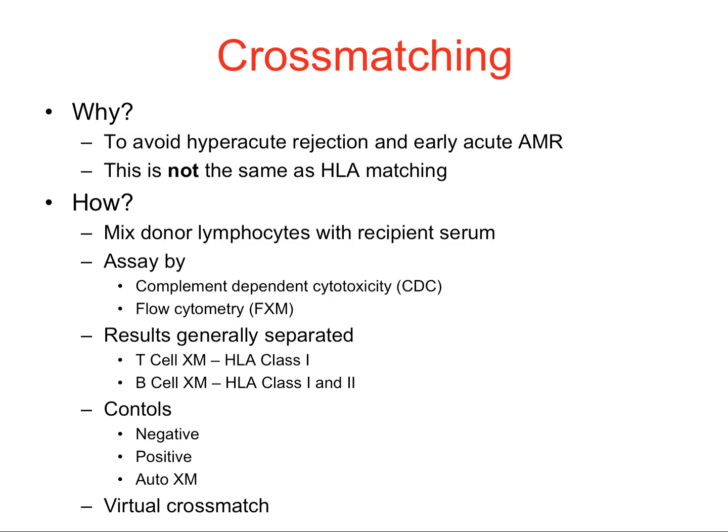There are a number of controls. Clearly there's a negative and positive control, and generally most centres will do an auto crossmatch now as well. Some centres will do an additional incubation with DTT to eliminate the IgM. And of course, now that we have accurate tissue typing and antibody screening, you could do a virtual crossmatch where you're doing a computer run to compare donor HLA type with recipient HLA-specific antibody spectrum.